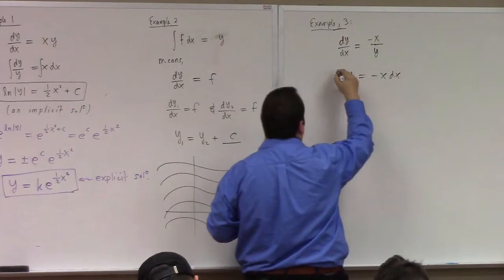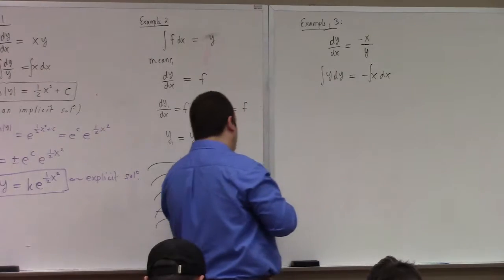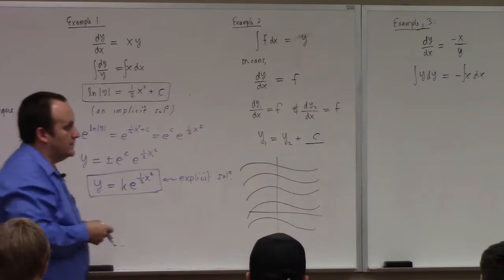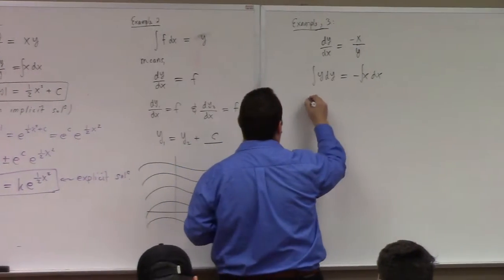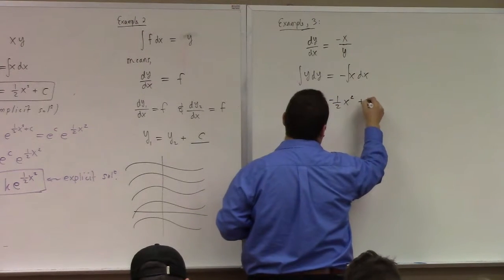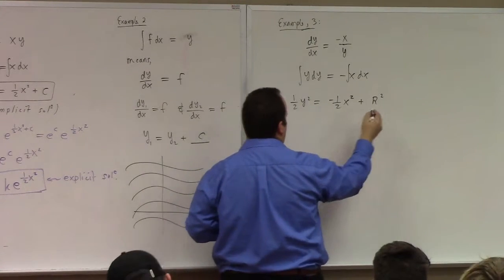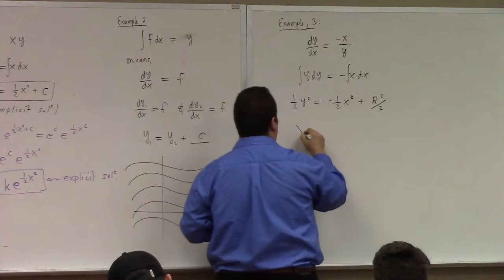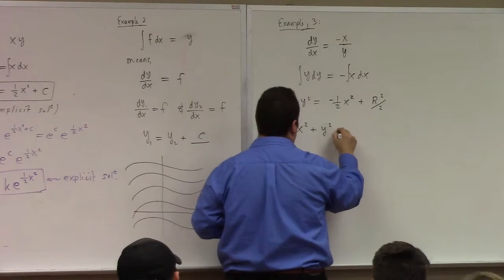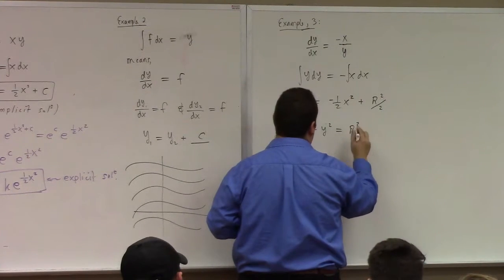You integrate both sides, then what do we get? All right. And then plus a constant, which I'm going to call r squared over 2. So that gives me x squared plus y squared is equal to r squared. Why did I make the constant r squared over 2? So that this happens.